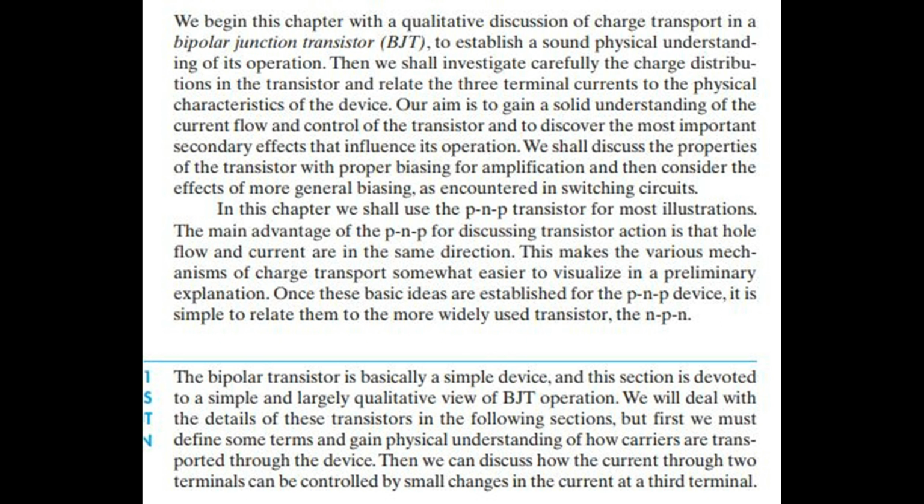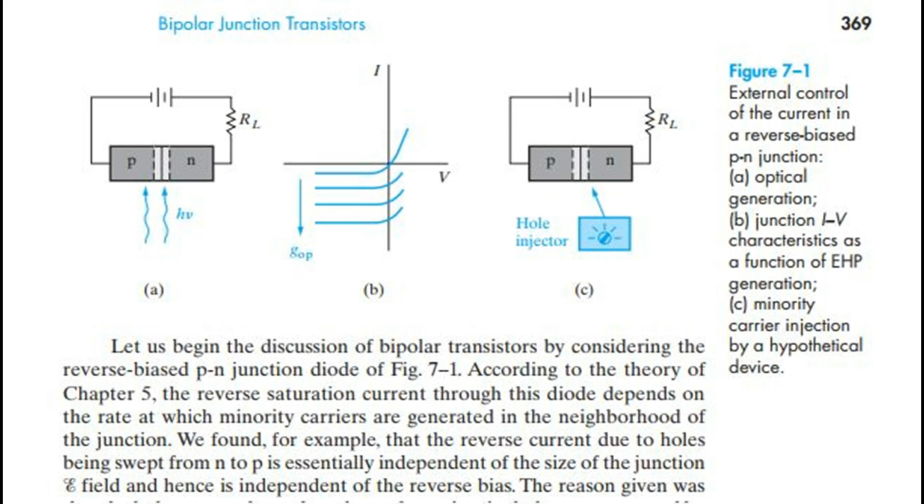Then we can discuss how the current through two terminals can be controlled by small changes in the current at a third terminal. Figure 7.1: External control of the current in a reverse-biased PN junction. A. Optical generation. B. Junction current-voltage characteristics as a function of electron-hole pair generation. C. Minority carrier injection by a hypothetical device.